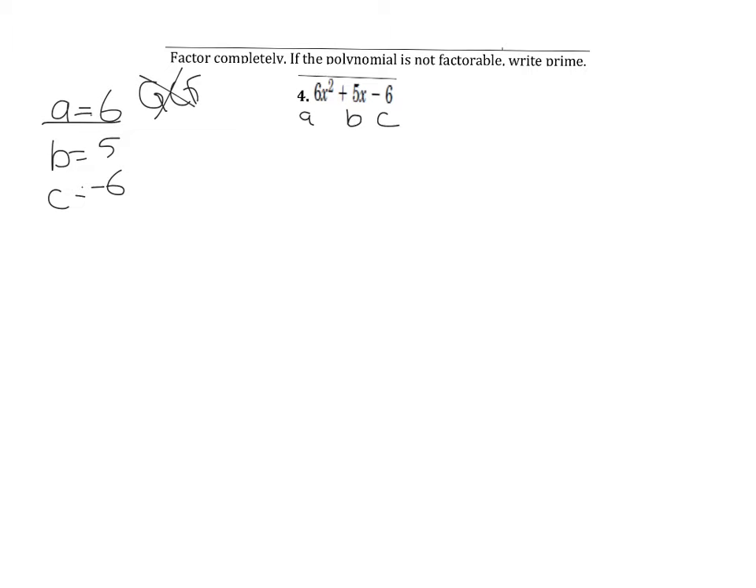Then I'm going to proceed to what we call the diamond method, but because a is greater than 1, we're going to use this thing called the star method. Similar to the diamond method, but this one's called the star. It's a hybrid of the AC method, where we're still going to take a times c up here, and we're still going to put b here. A times c, or 6 times -6, is -36. B is, of course, equal to 5.